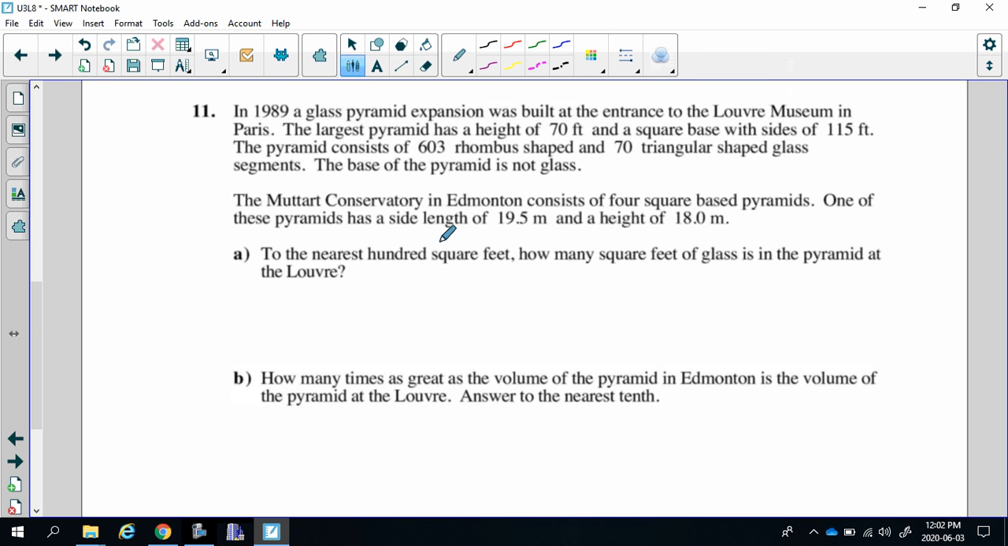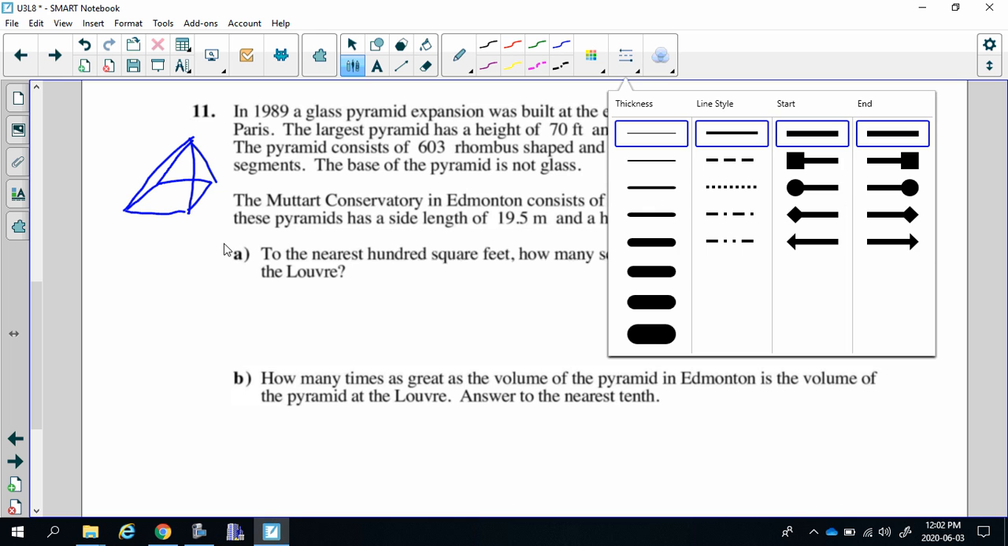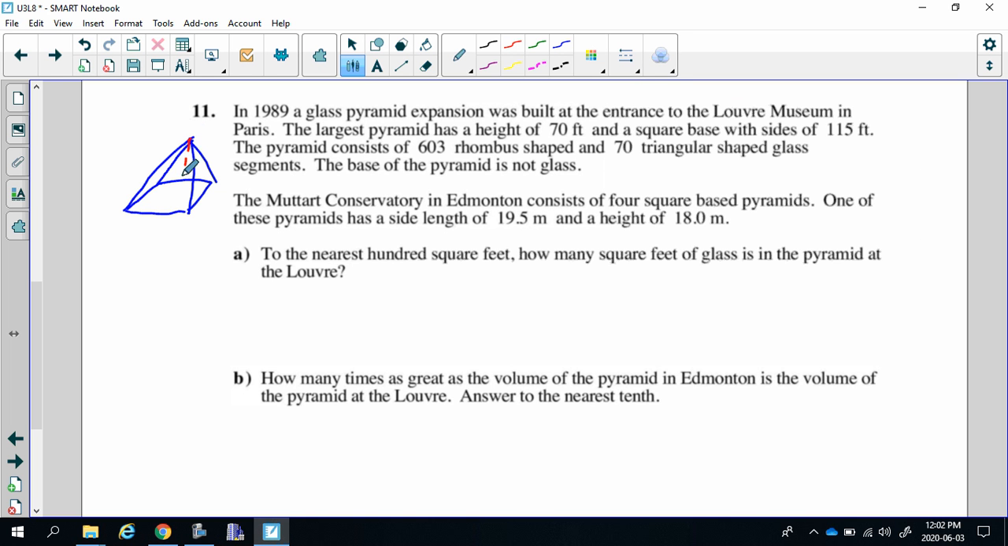Okay. So let's draw this out. So we've got a square pyramid. I'm going to draw the base. Now we're not including the base because it is open to below, okay? So here's my pyramid, and it tells me that the pyramid has a height of 70 feet. So I have 70 feet for my height. My sides are 115 feet.